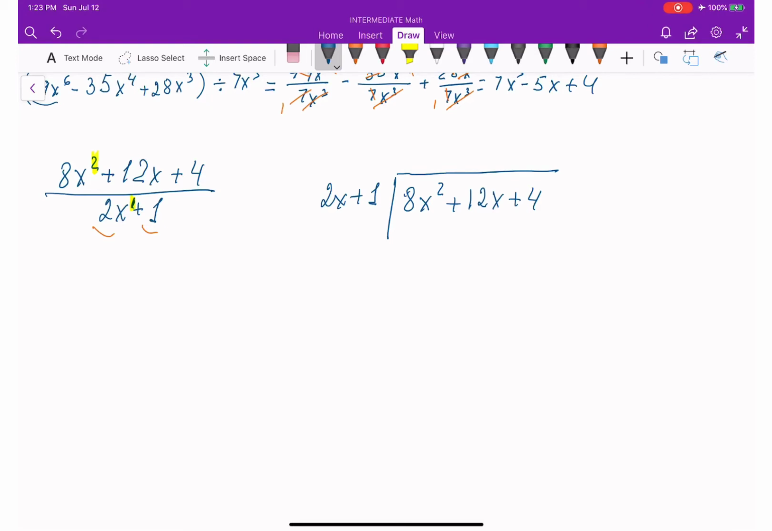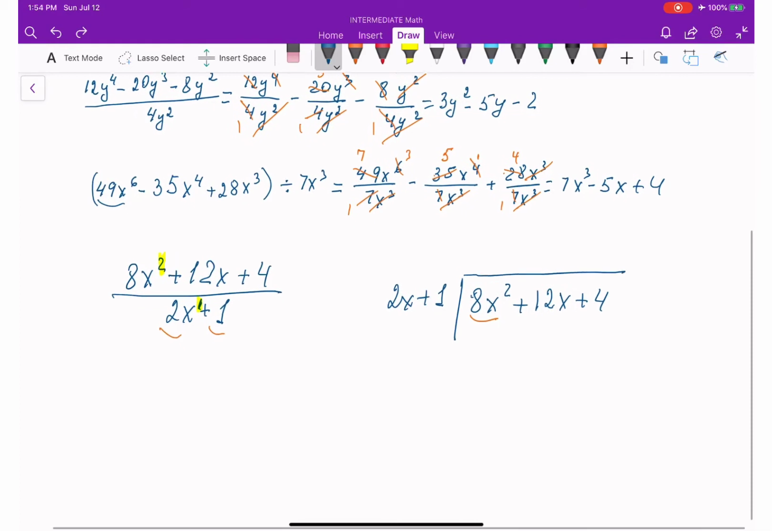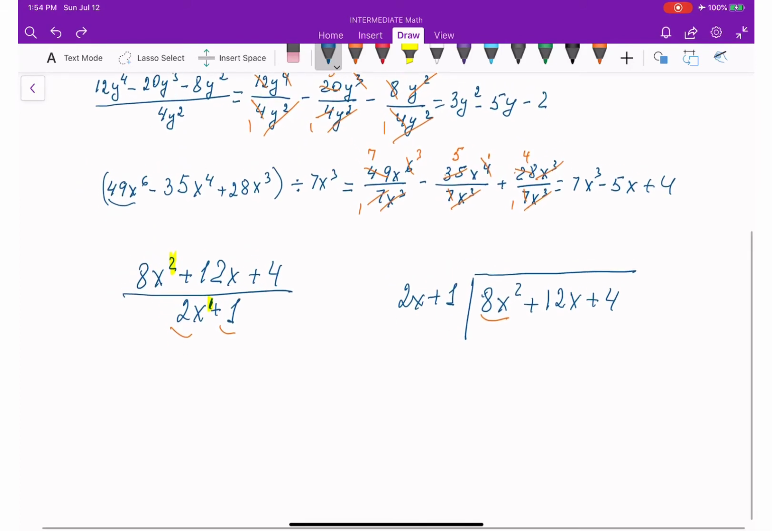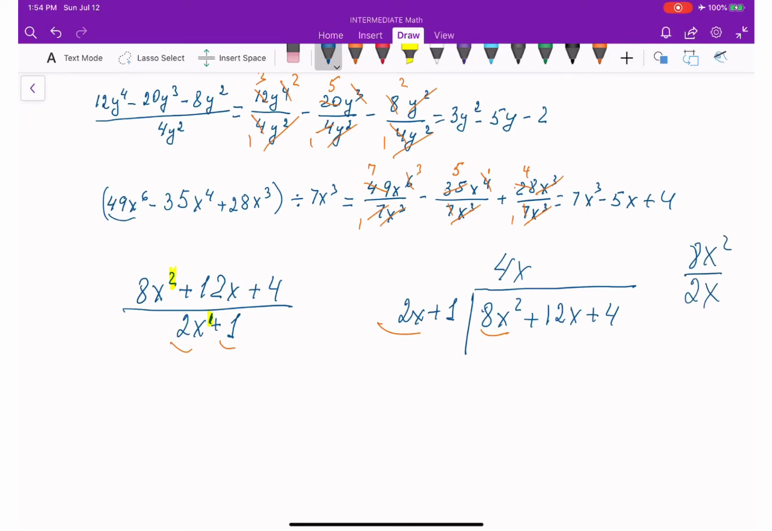So after that, I'm taking the first term and dividing by 2x right here. So 8x squared divided by 2x is going to be equal to 4x, right? Let's see. 8x squared divided by 2x. This x is gone with this square, right? And this is 1, this is 4. 4x total. Okay.